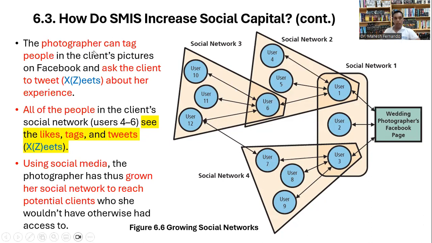The photographer can tag people in the client's picture on Facebook and ask the clients to tweet or post about their experiences. All the people in the client's social network, users 4 to 6, see the link, the likes, tags, and tweets. Using social media, the photographer has thus grown a social network to reach potential clients she wouldn't otherwise have had access to.